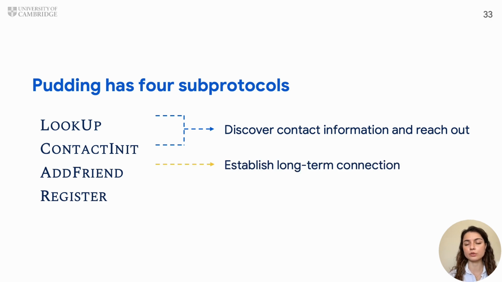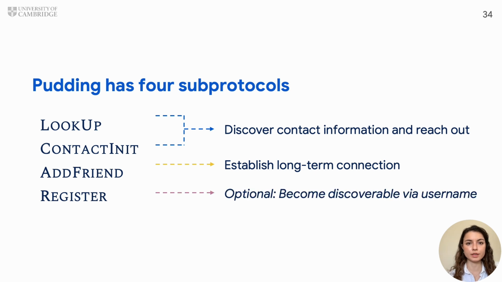AddFriend allows users to establish long-term connections with each other so that they don't need to use Pudding every time they want to talk to each other. And lastly, we have the register protocol that is optional. This one allows users to become discoverable via username, but the users don't have to register to be able to look up other users. Now let's look at the first 2 subprotocols, Lookup and ContactInit.